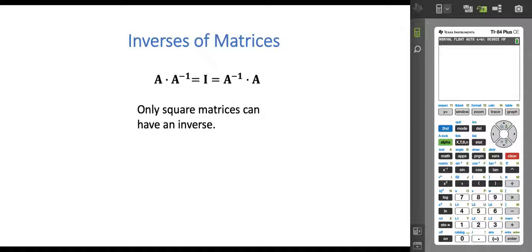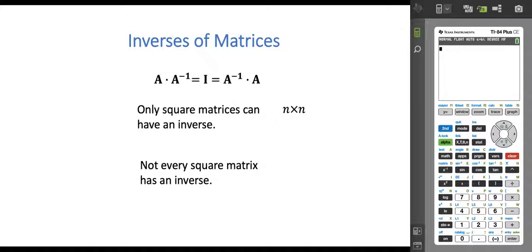Now, a couple things. Only square matrices can have an inverse. Did you notice when we were going through those inverses, we were talking about matrices that had the same number of rows as columns? Remember, we had a 2 by 2, a 3 by 3, a 4 by 4, and I mentioned a 5 by 5. It's only square matrices that can have an inverse, but not every square matrix has an inverse. These are really important concepts to understand.